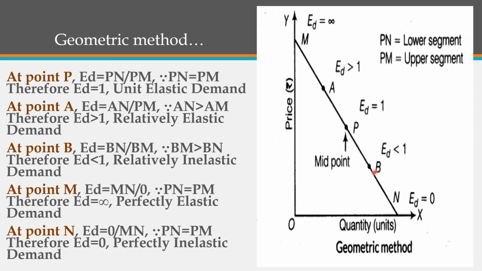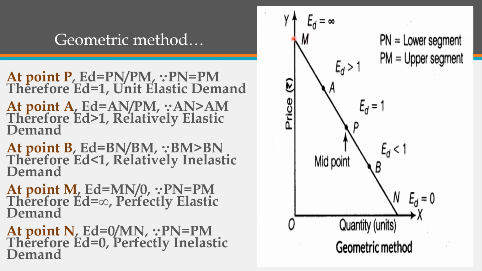So just say for example, BN is 2. The length of BN is 2. And the length of BM is 6. So 2 upon 6 is 1 upon 3. So you get 0.33 and so on. So which is definitely less than 1. And so therefore the type of elasticity is relatively inelastic demand.